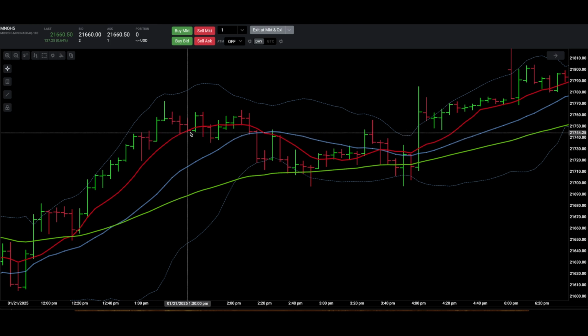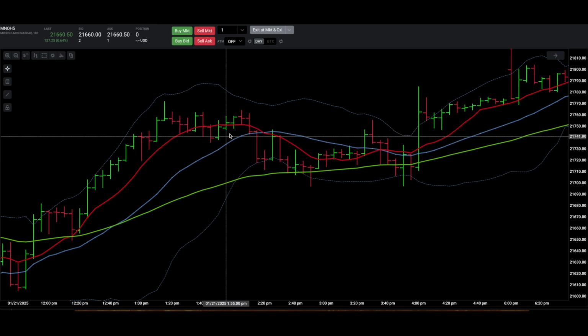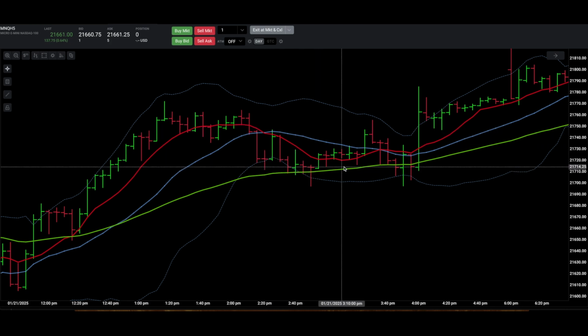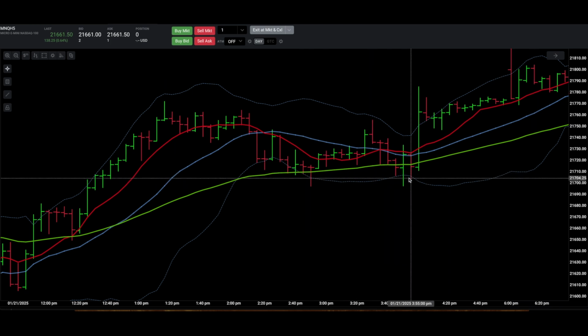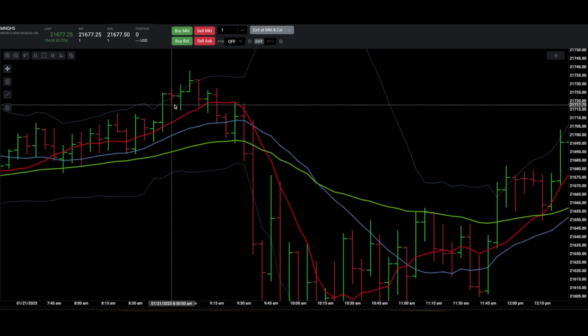Here we have another example for a long setup, where you have red, blue, green, get the crossover, and you buy at the green line. Look at all this profit potential. Really didn't go that far under the green line. Let's move on.